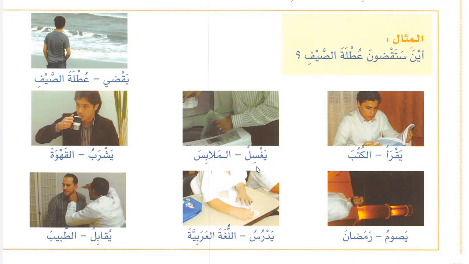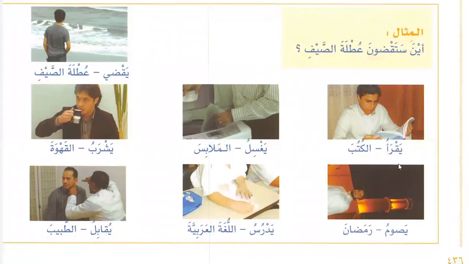Where will you all read the books? Aina yakra'unal kitaba? No. For you, we use ta. And for will, we use sa. Then for plural, we use una. Sa takra'unal kutuba. Okay. Aina satakra'unal kutuba?